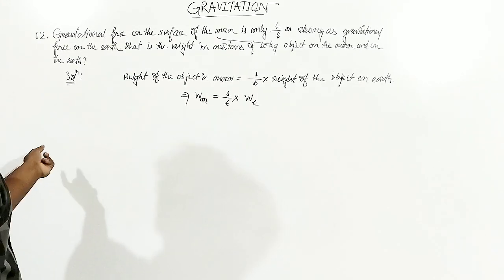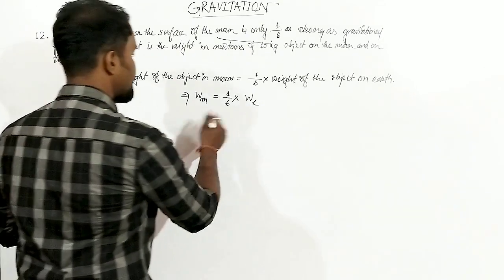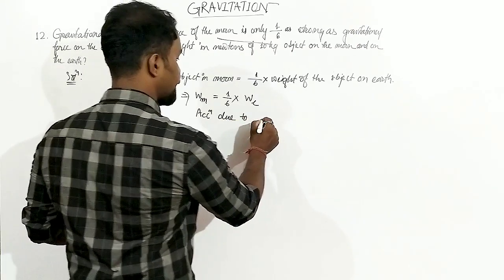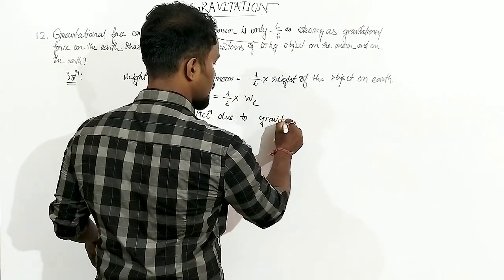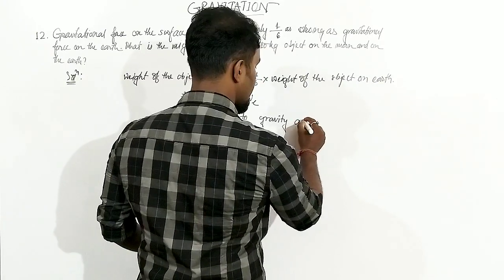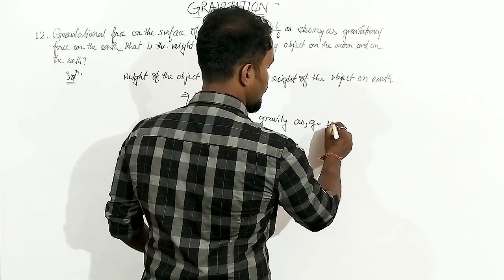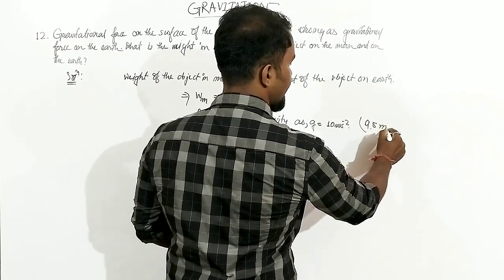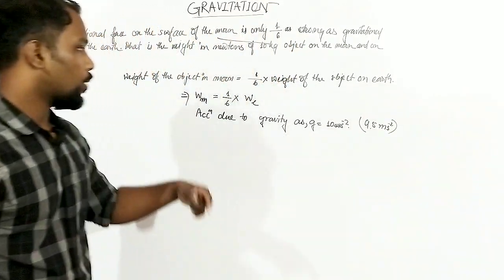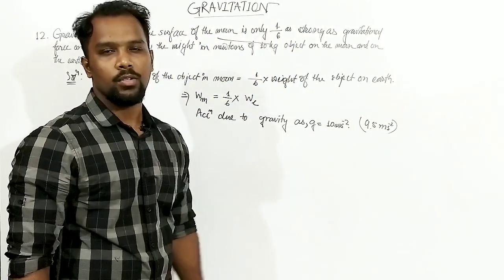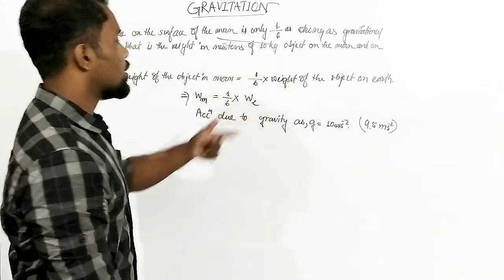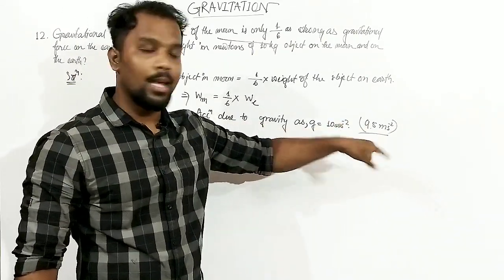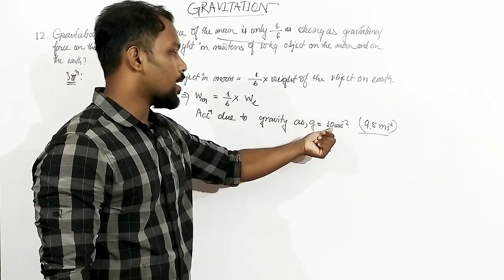Again, we will consider the acceleration due to gravity, g, equal to 10 meter per second square. It is actually 9.8 meter per second square, but for our convenience, when we solve the problem, we will consider g equal to 10 meter per second square. That is also not wrong. But if the question mentions g equal to 9.8 meter per second square, you have to consider that. Otherwise you can consider the g value as 10 meter per second square.